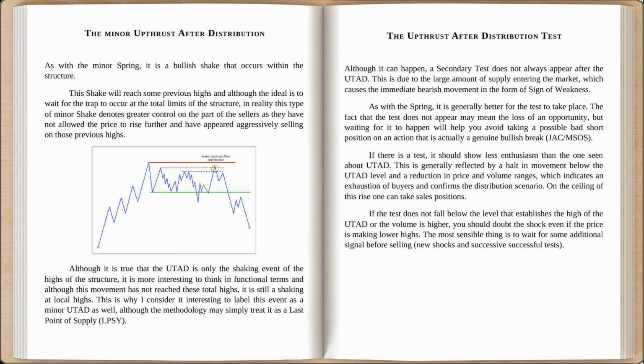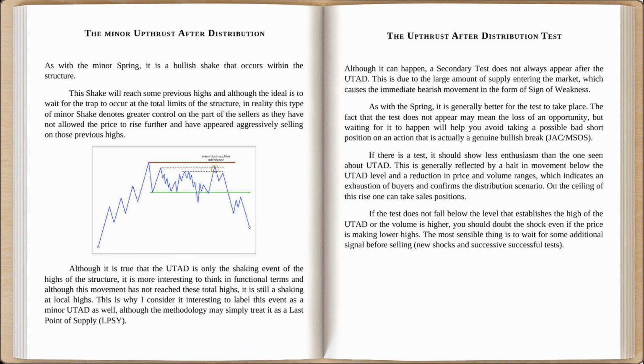The upthrust after distribution test. Although it can happen, a secondary test does not always appear after the UDAD. This is due to the large amount of supply entering the market, which causes the immediate bearish movement in the form of a sign of weakness. As with the spring, it is generally better for the test to take place.